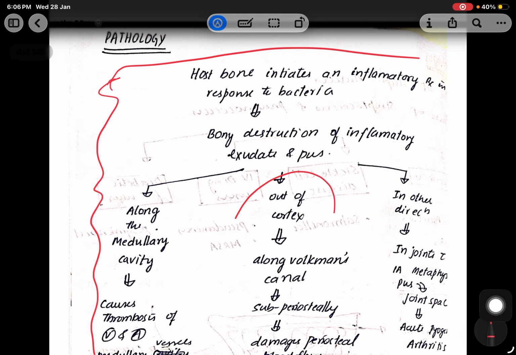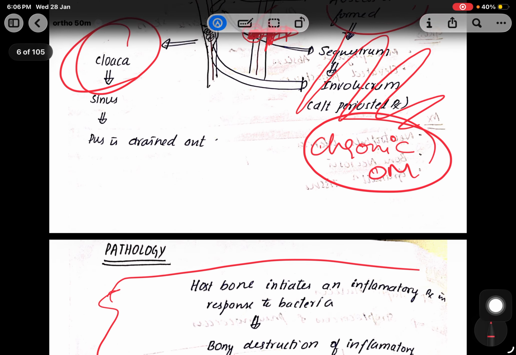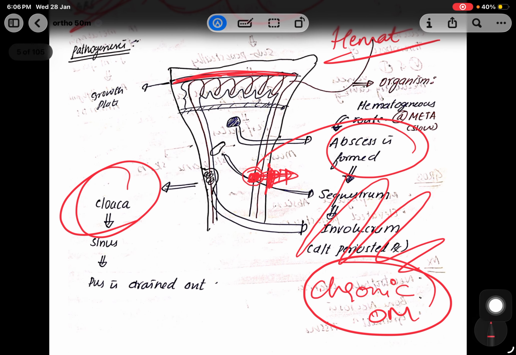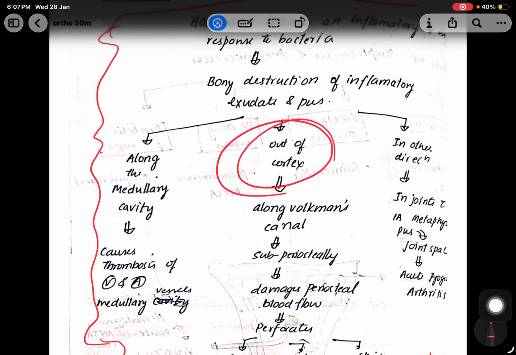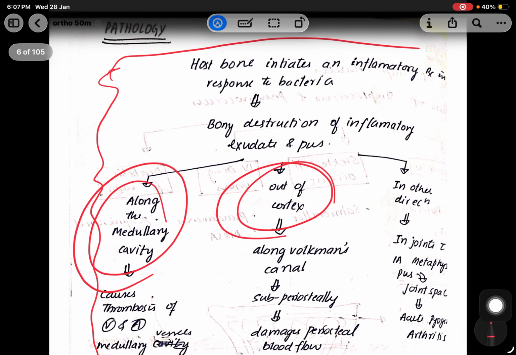How it goes to the cortex and how it goes to the other part. So basically you have to know that there are only two blood supplies to the bone, that is endosteal blood supply and periosteal blood supply, correct? So based on that, how does it go to the medullary cavity or the cortex? That is what I have explained in this pathology.